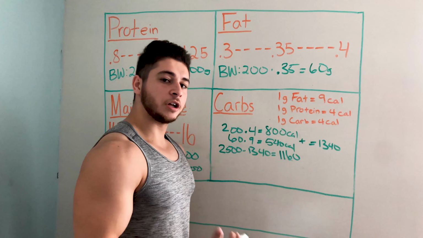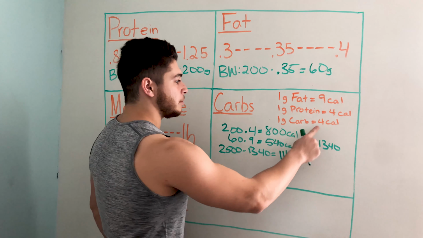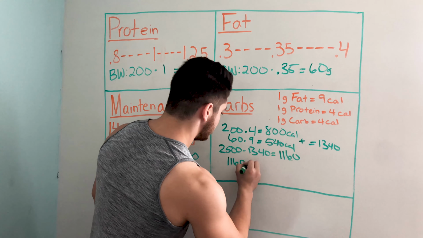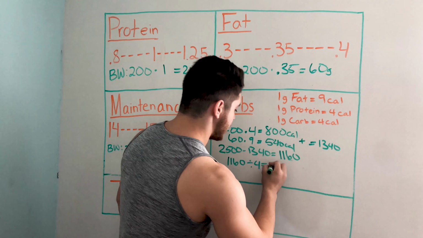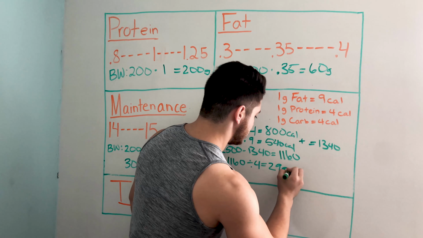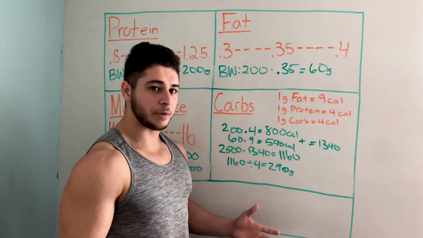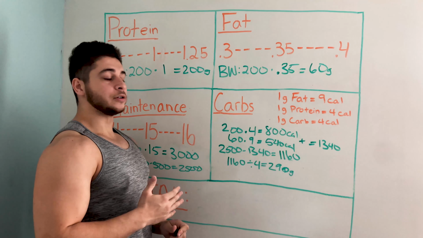So what you're going to do is you're going to take that 1160 and you're going to divide that by the 4 calories each carb is worth. So 1160 divided by 4 is going to equal 290 grams of carbs. So that right there, you finally have the easy way to calculate your macros.